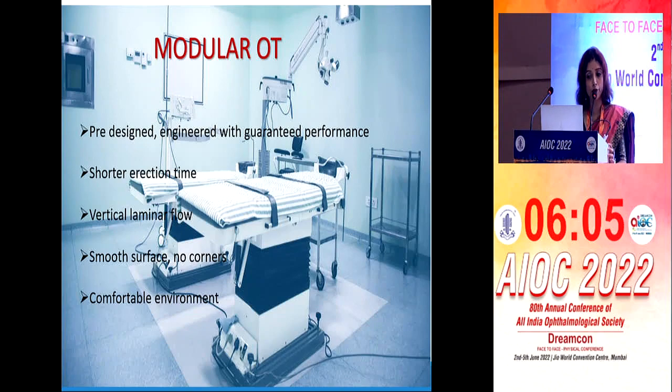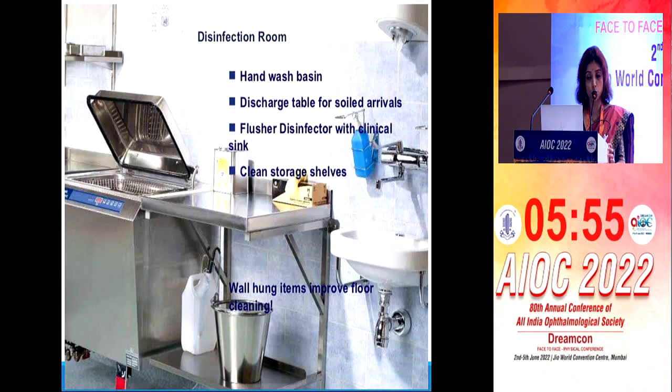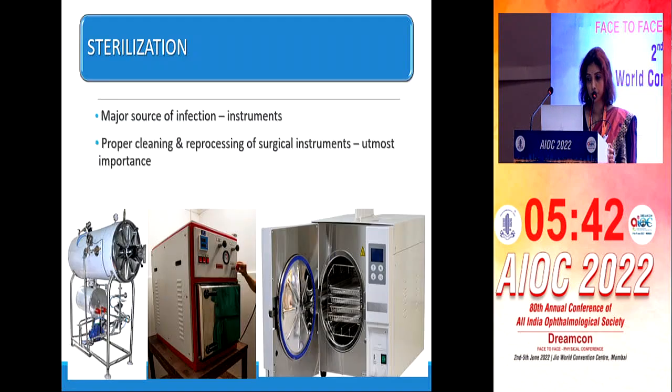For those who can afford the modular OT, it is certainly best. It is pre-designed, engineered with guaranteed performance. It has a vertical laminar flow and the environment is very comfortable to work with. This is the fourth zone, the disinfection room, where we will process the soiled articles. We need to have a wash basin, a discharge table, a flusher disinfector, and clean storage shelves.